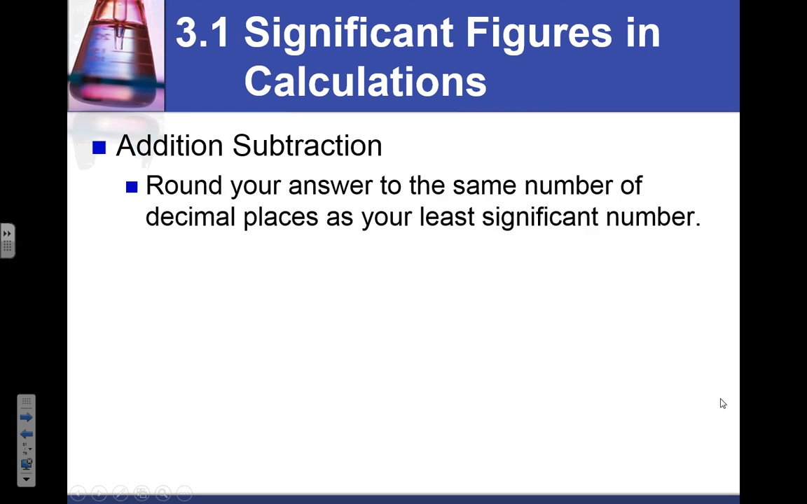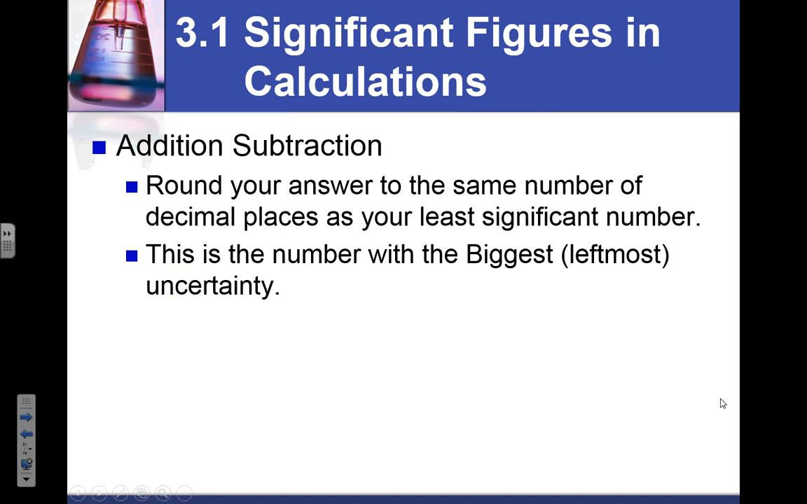Now in addition and subtraction, the statement is: round your answer to the same number of decimal places as your least significant number. Now what does that translate as? How are we going to end up doing that? Another way to look at this is you're going to round your answer to the number with the biggest uncertainty, in other words, the one that's farthest to the left if you've lined up the decimal. So sometimes I refer to this as the leftmost uncertainty.